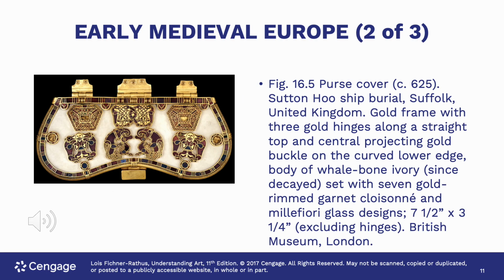Let's look at figure 16.5. This elaborate object was discovered in a ship burial in England. It combines materials such as gold, garnets, and enamel. The intricate patterns reflect the decorative traditions of early Germanic cultures.